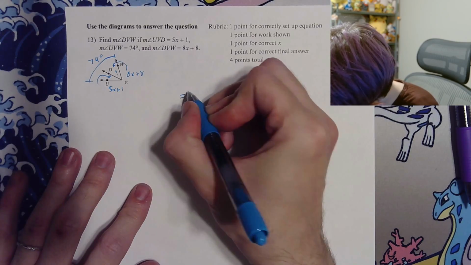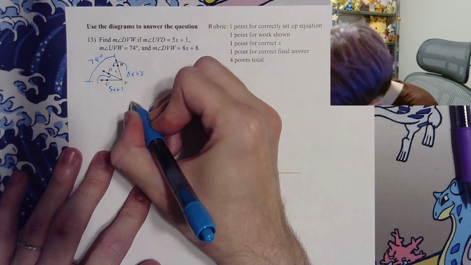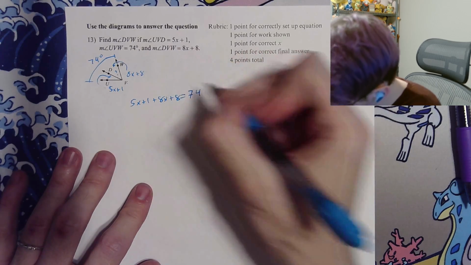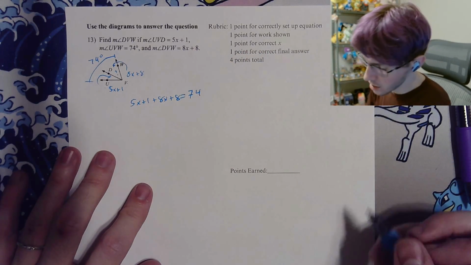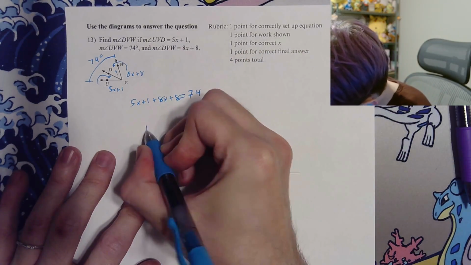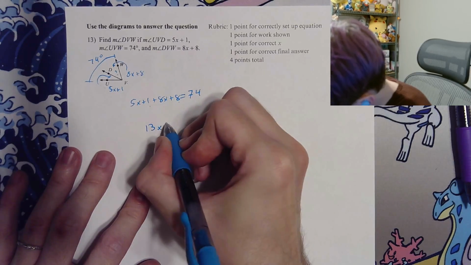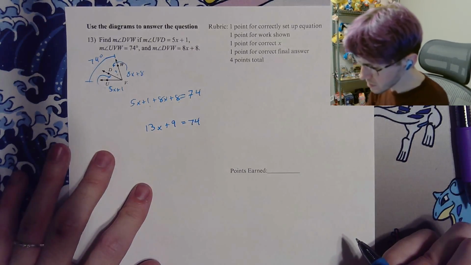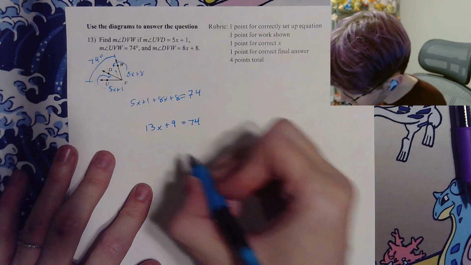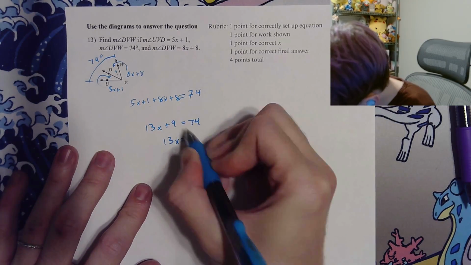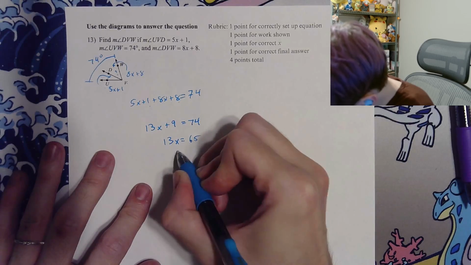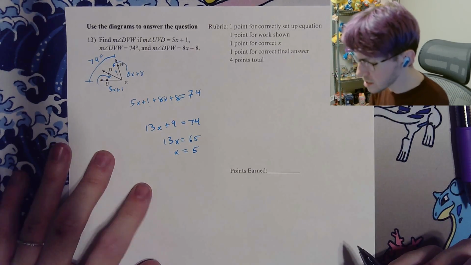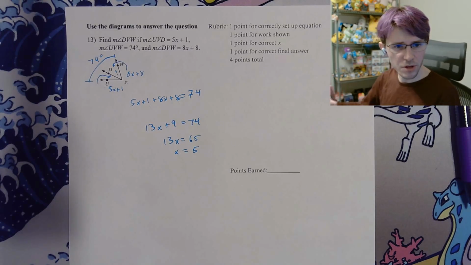So our whole is going to be 74, and our 2 parts are going to be 5x plus 1 plus 8x plus 8. And then we have a 5 and an 8 together, which is going to be 13. A 1 plus an 8 together gives me 9. And then this is going to be 74. Now we have to subtract 9 on both sides. If we subtract 9 on both sides, it's going to give us 65. And divide both sides by 13, going to give us 5 there.